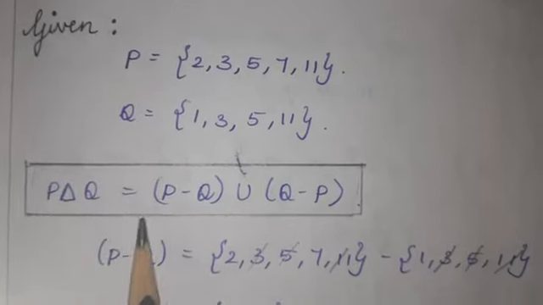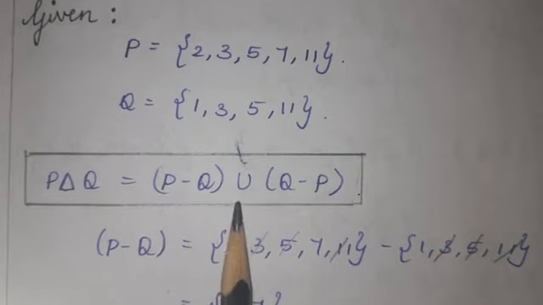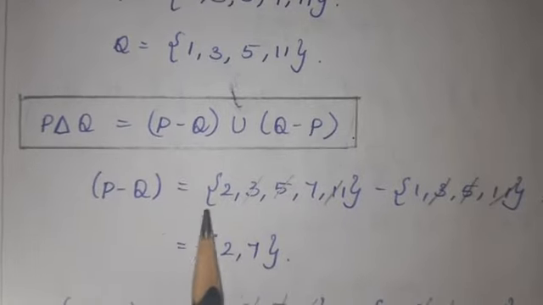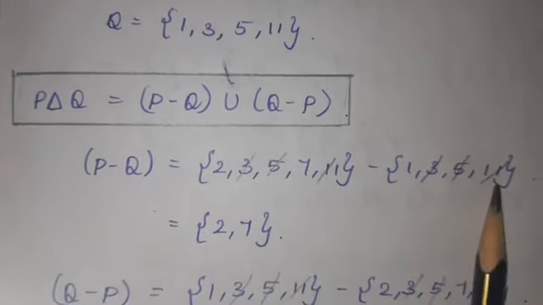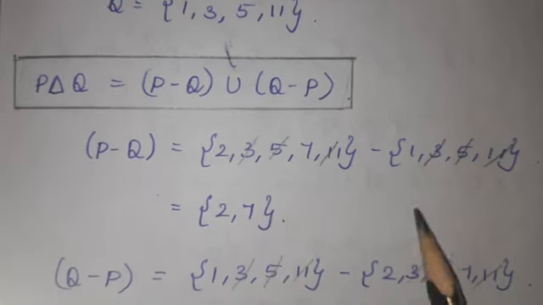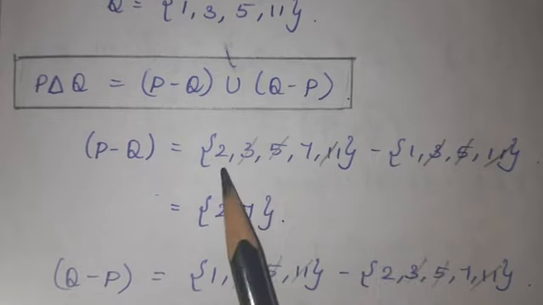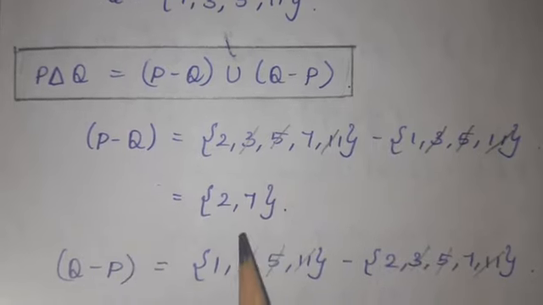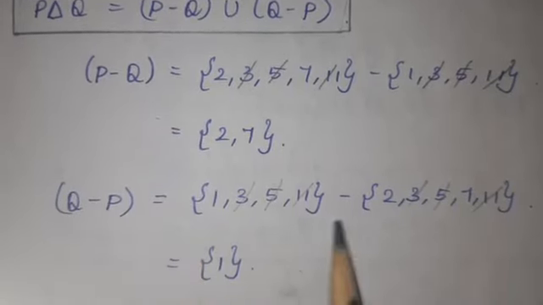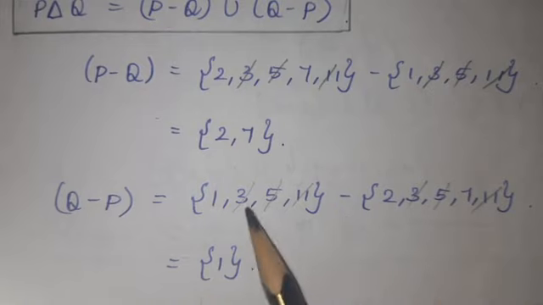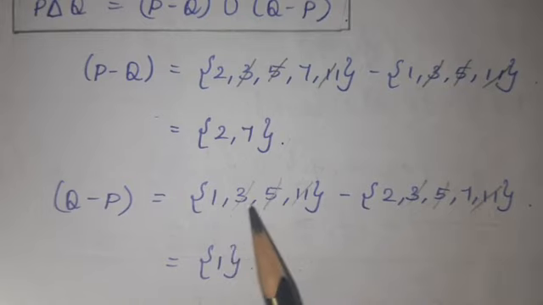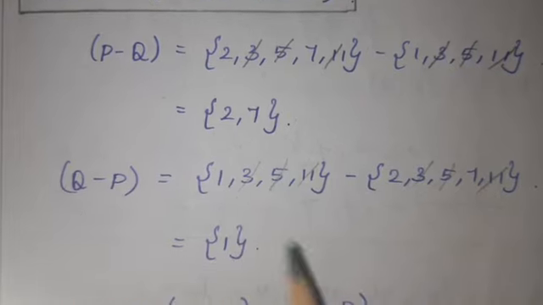P symmetric Q is equal to P difference Q union Q difference P. First we should find P difference Q, which is P set difference Q set. Difference means cancel the common elements. Common elements are 3, 5, 11, cancelled. So the remaining elements present in the first set are 2, 7. So P difference Q answer is 2, 7. Next, Q difference P is equal to Q set difference P set. Cancel the common elements, 3, 5, 11 cancelled. So the remaining element present in the first set is 1. So Q difference P answer is 1.